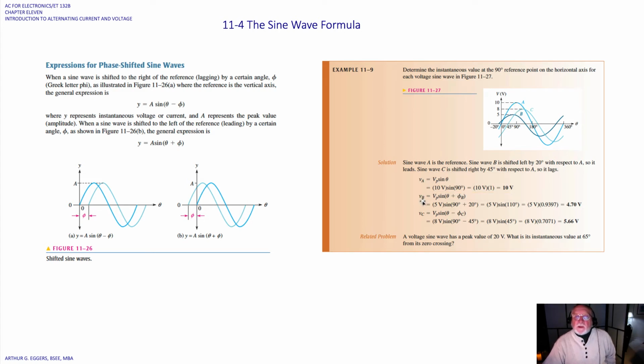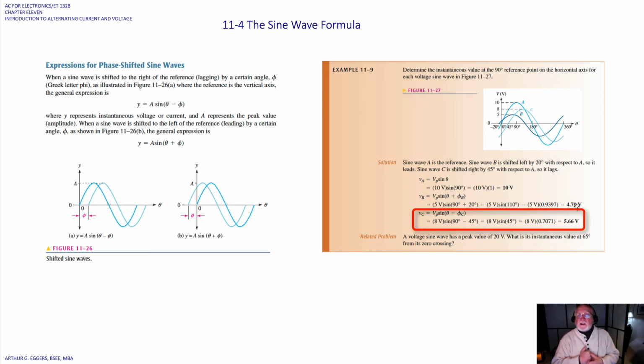Now V sub B, the instantaneous voltage B, is equal to V peak times the sine of theta plus the angle phi for sine wave B. If we look at B, we can see that B's max is 5 volts. So 5 volts times the sine of 90 for A plus 20 degrees gives us 5 volts times the sine of 110 degrees, or 0.9397 times 5, 4.70 volts, which then becomes the amplitude for the sum of those two.